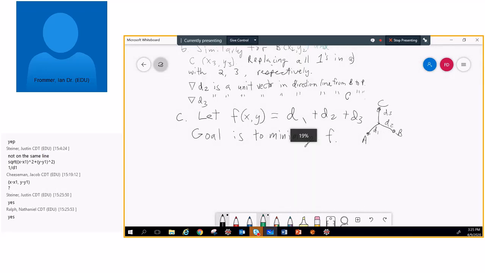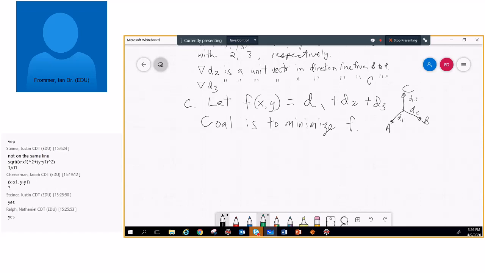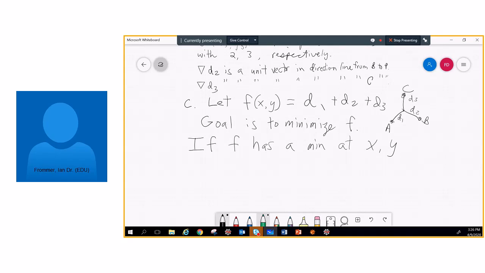Now we're going to leverage a little bit of optimization that we know from elsewhere. So if f has a min at x, y, there's a little bit of existential stuff going on here. We just presume that it does. Looking at the problem, it makes sense. There should be some point in there that has the lowest value. It's not unbounded below, for example. So there should be a min.